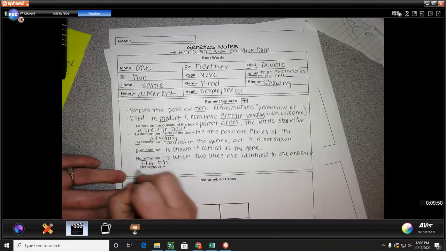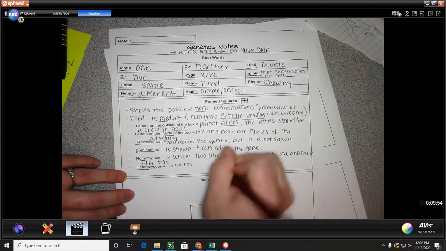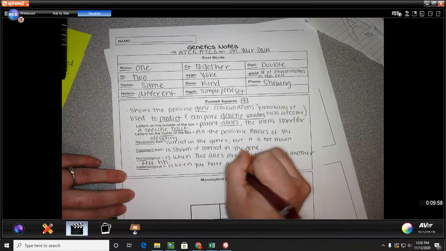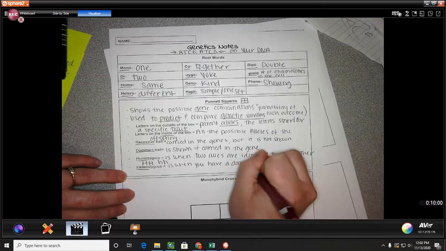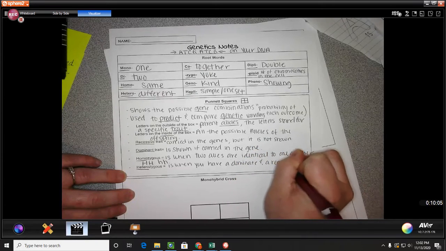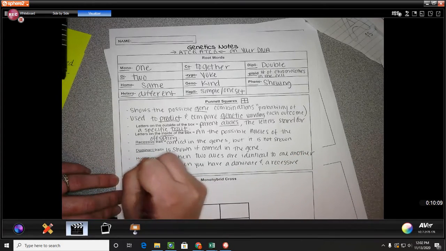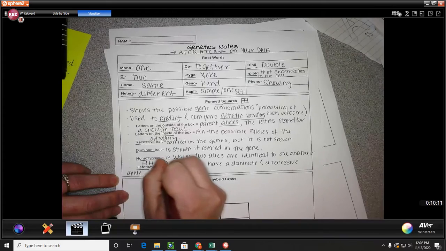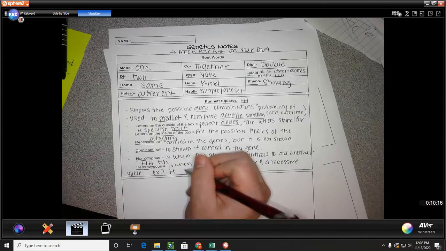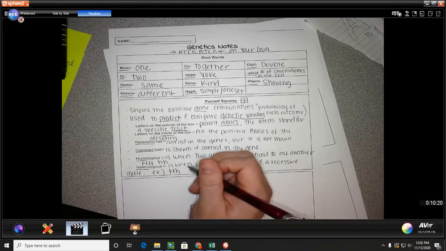Okay, heterozygous is when you have a dominant and a recessive allele. So example would be a dominant that you inherited from mom or dad, and a recessive that you inherited from mom or dad.